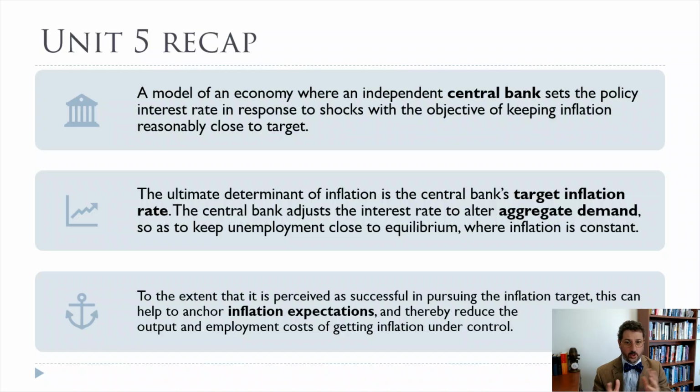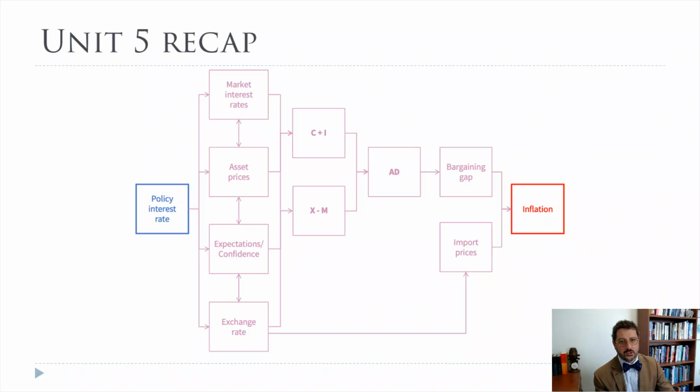And so, okay, that's fine. What we want, for a successful monetary policy, is to try to anchor inflationary expectations, right? If we can keep inflationary expectations at the target inflation rate, then we should be at our natural rate of unemployment and GDP, and inflation should be under control. Now, we also talked about how targeting that policy interest rate leads to changes in aggregate demand, changes in the bargaining gap, and therefore changes in inflation.